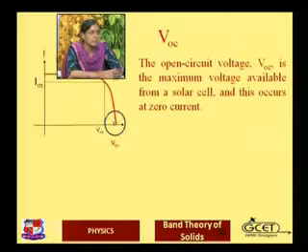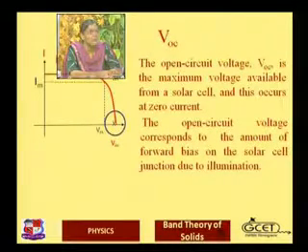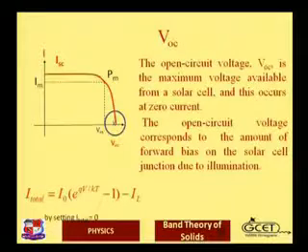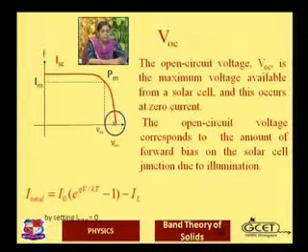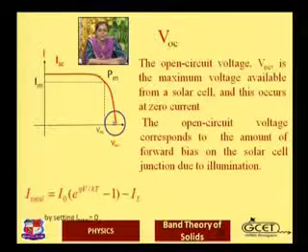Now what is VOC? VOC is the open circuit voltage, that is the maximum voltage available from a solar cell, and it occurs at 0 current. One can have a look at the graph. We can see the VOC point right here. We can see that at that time the current is 0. It corresponds to the amount of forward bias on the solar cell junction due to illumination. Due to the light photons incident, the solar cell is illuminated, and due to that it can work as an EMF provider. It can work as a battery.